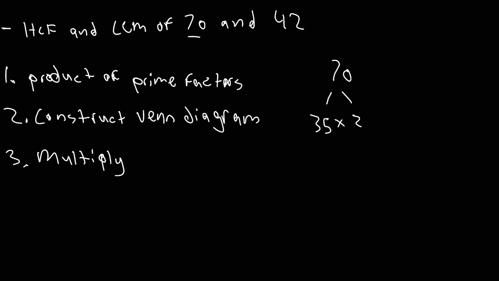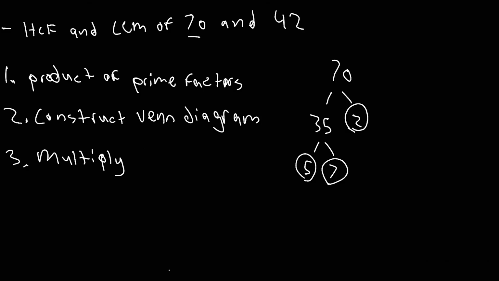35 times 2 obviously gives me 70, so I can just split it up like this. So I can see that my 2 over here is a prime number, so I'd go ahead and circle it. Then I'd split 35 again, so I think of two numbers that multiply together to give me 35. So let's say 5 and 7. Now I can see that both of these are prime numbers, so I'd circle those two numbers.